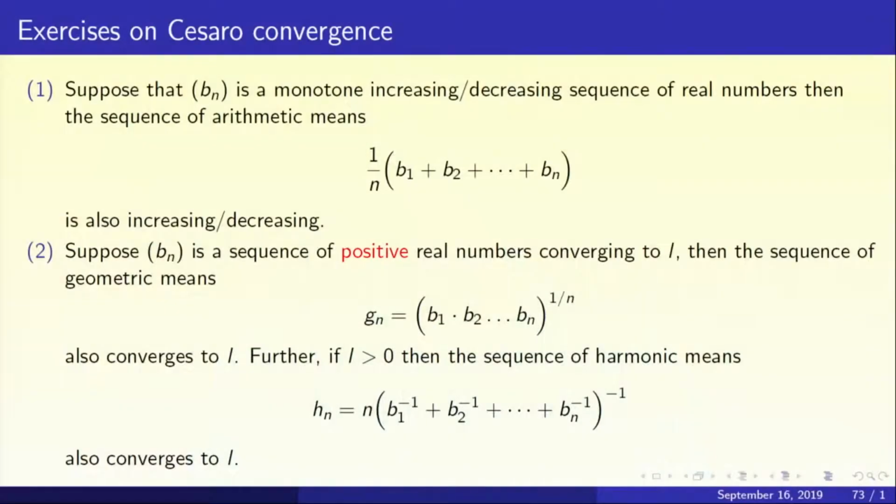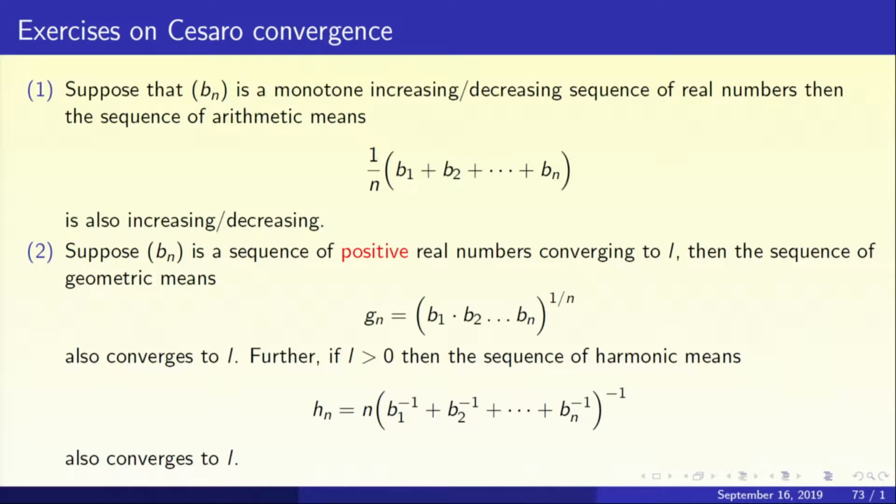Here are some exercises on Cesaro convergence. Suppose Bn is a monotone increasing sequence of real numbers, then the arithmetic means will also be monotone increasing. If Bn is a monotone decreasing sequence of real numbers, then the sequence of arithmetic means will also be monotone decreasing. So, monotonicity is going to be preserved by taking averages.